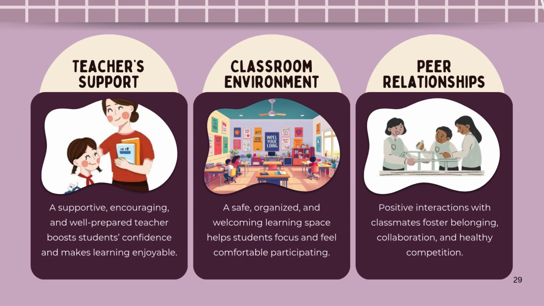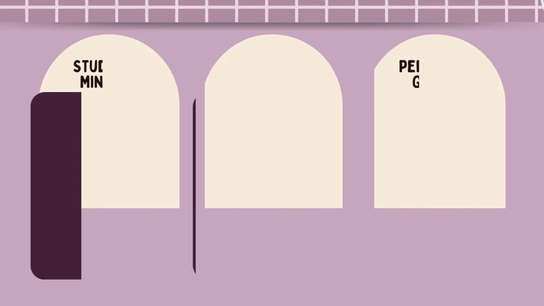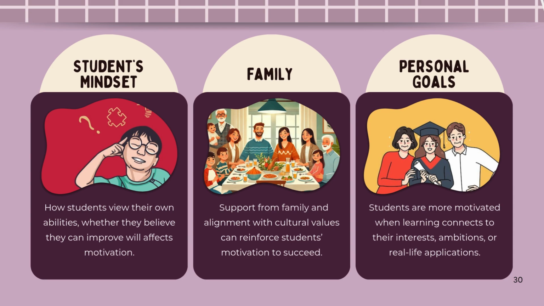Then, we have peer relationships. Students often learn better when they feel connected to their classmates. Having a good friend in class, working in groups, or even a little healthy competition can make learning more fun and meaningful. Another key factor is student mindset and belief.